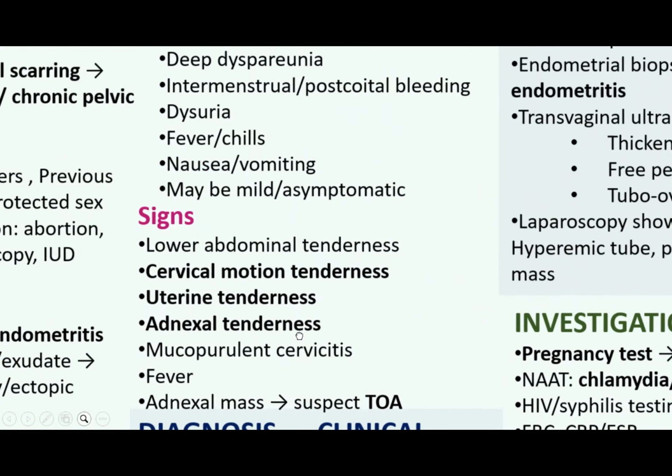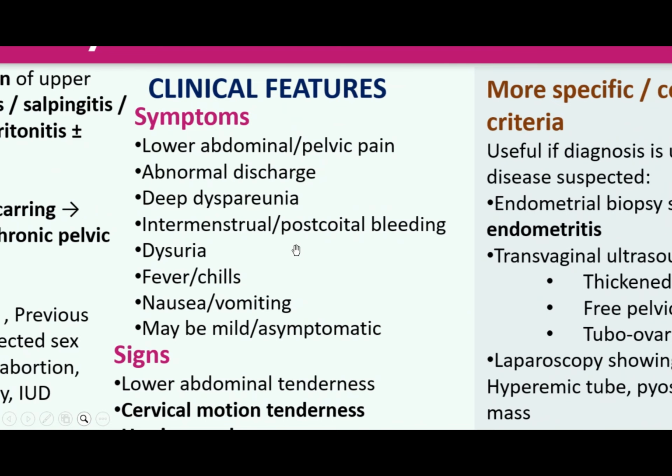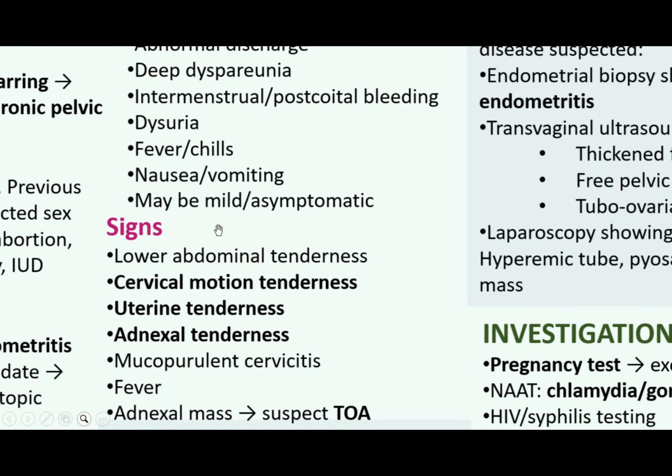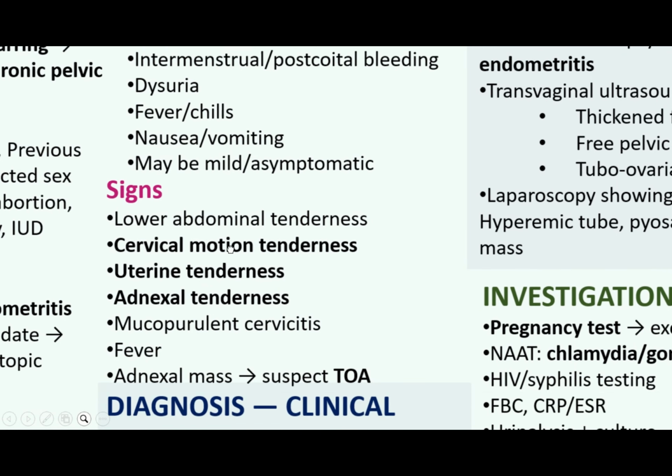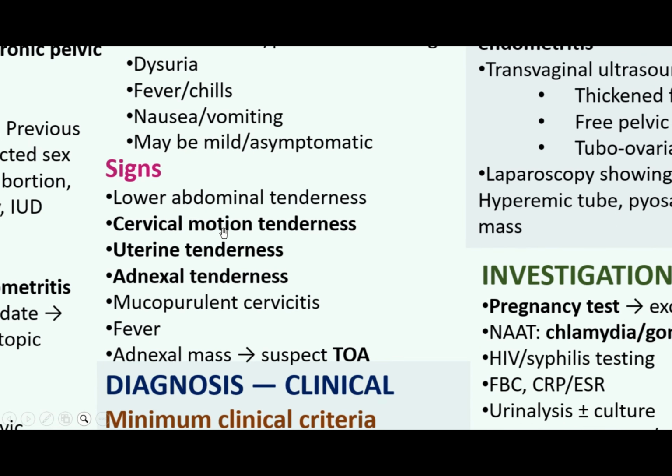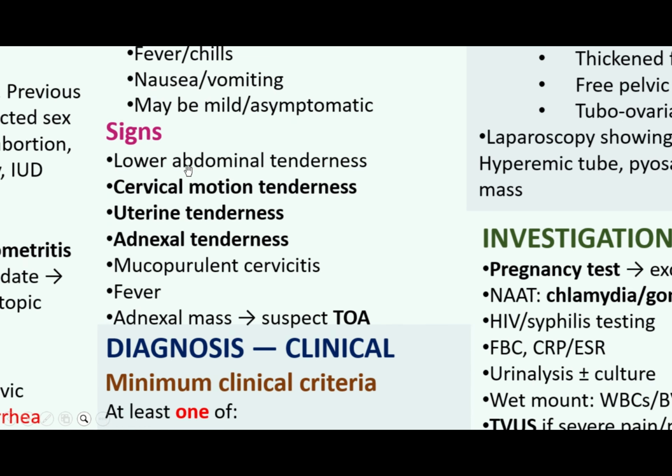So when we look at the clinical features or the signs and symptoms, we have the symptoms of lower abdominal pain, and this is almost always going to be there. Abnormal discharge is going to happen. We have the deep dyspareunia. We have intermenstrual or postcoital bleeding, dysuria, fever and chills, nausea and vomiting, and these may be mild or even they can be asymptomatic in some cases, like we have seen in chlamydia, that they may not manifest with symptoms earlier on.